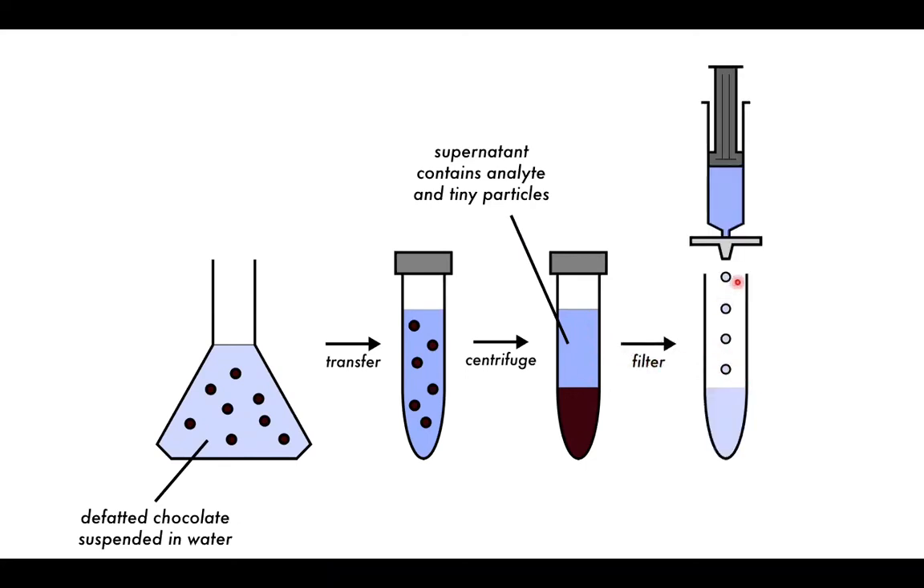So we filter that. We transfer this supernatant liquid to a syringe, and on that syringe, we will affix a tiny micropore filter, which will twist onto the syringe and secure quite tightly. Then we pass through the supernatant liquid, and it will leave behind the tiny particles, which will get stuck in the filter. The liquid that comes through will be free of those tiny particles and will be in a state which can be measured analytically.